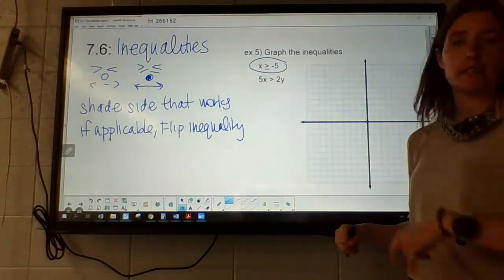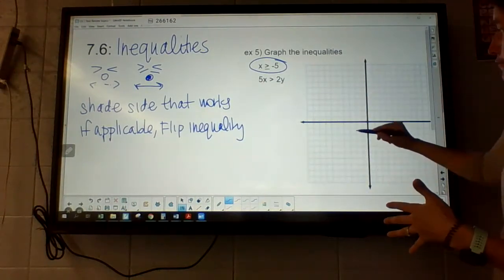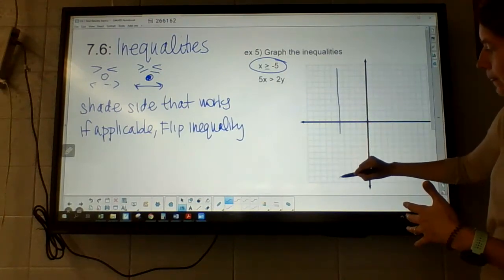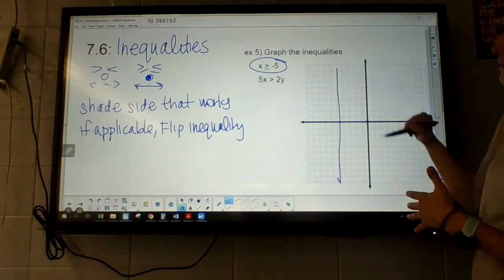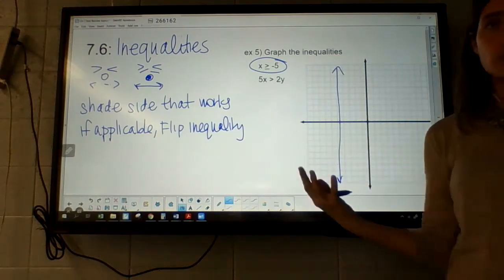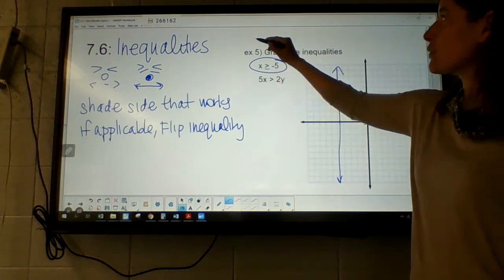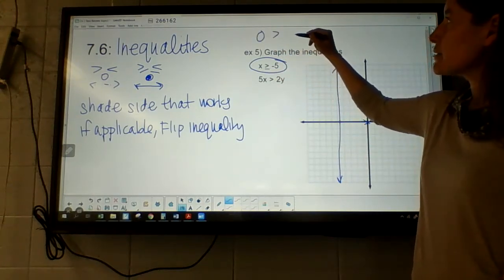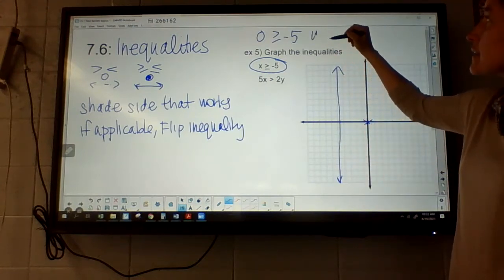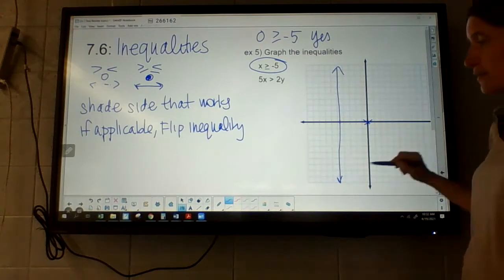Now this again is like the first question. This is going to be a vertical line at negative 5, and it's a solid line. So there's my first line, and remember this is where you have to do those test points. If I test 0, 0, 0 greater than or equal to -5. That's true, so that means that works, so yes. So we're going to shade the side of the line that has 0, 0 on it. So that means I'm going to shade over here.